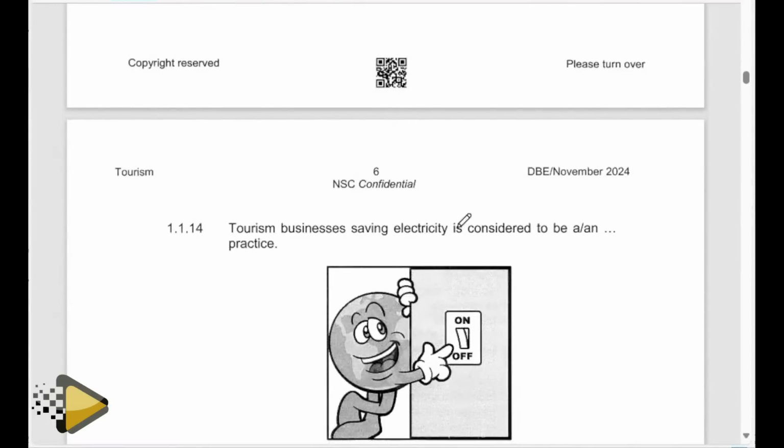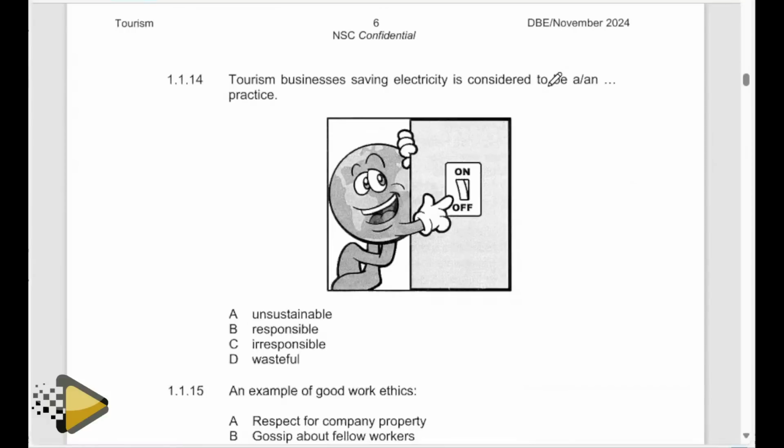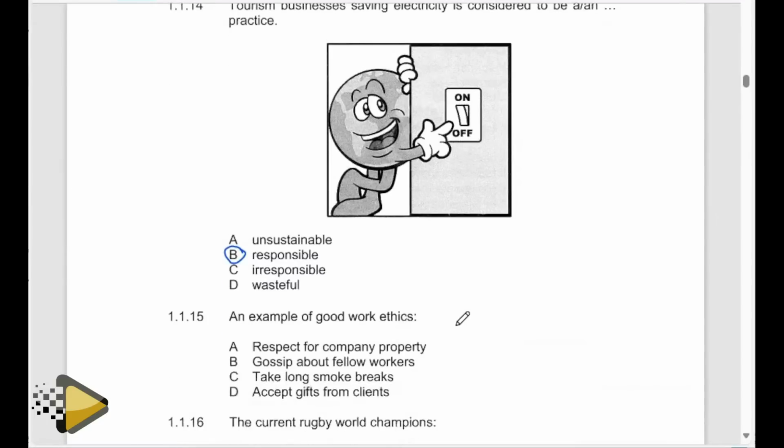Tourism businesses saving electricity is considered to be a responsible practice. It is considered to be a responsible practice when you are saving electricity, when you switch off lights before you leave a room.